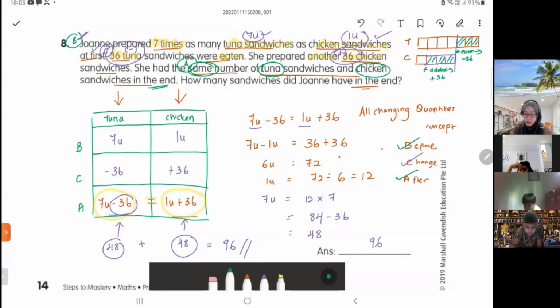Okay. So you see, it is quite confusing. So you can actually see that this 36 and this 36 like this, right? There is a difference there, which means you need to find how many units belongs to the 36, which is 6 units. 1, 2, 3, 4, 5, 6. That's why 6 units is 72. 36 plus 36. I don't prefer this. I prefer this one. So make sure you try to do using the all changing quantities concept. Answer is 96.